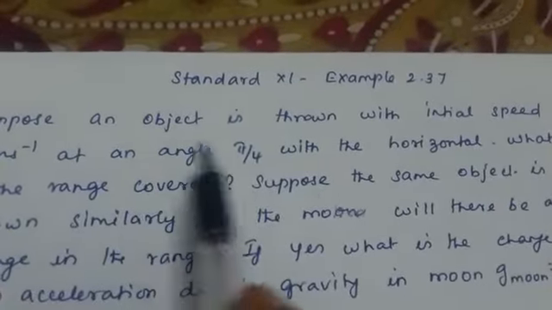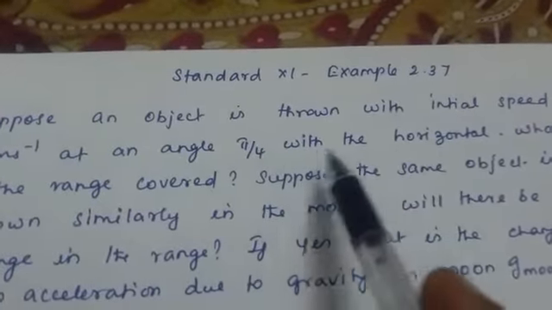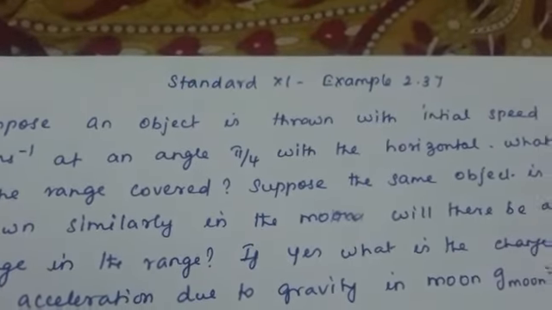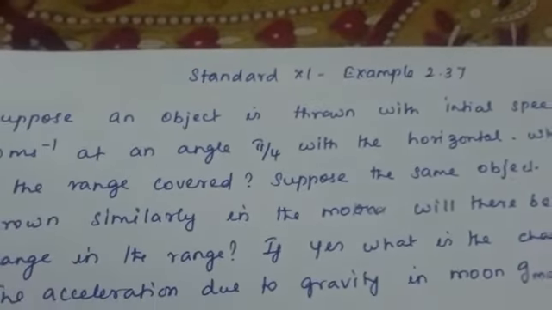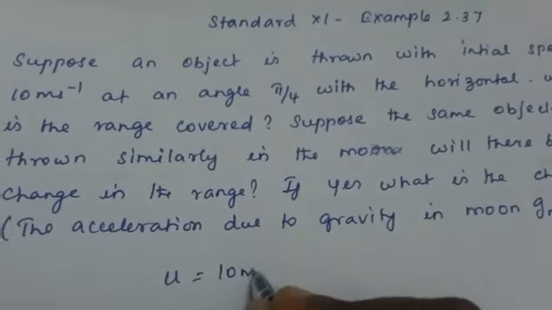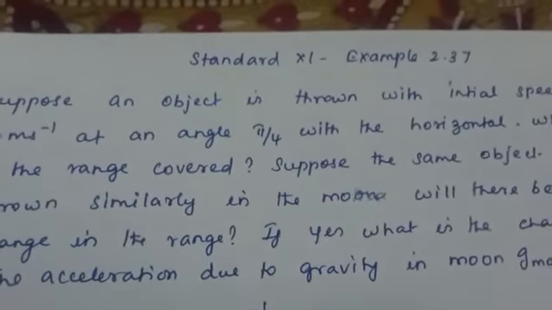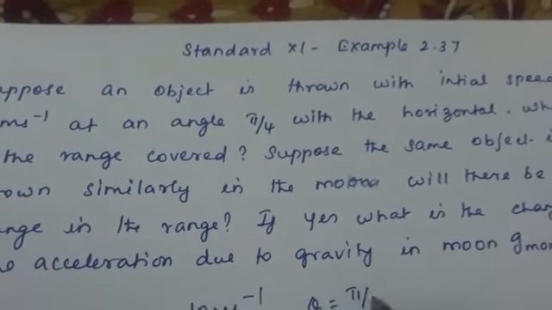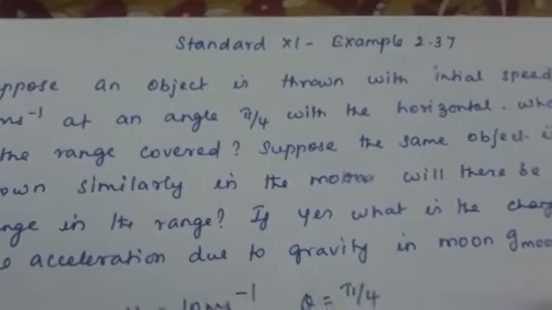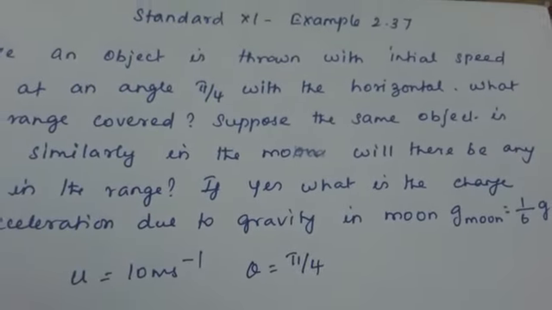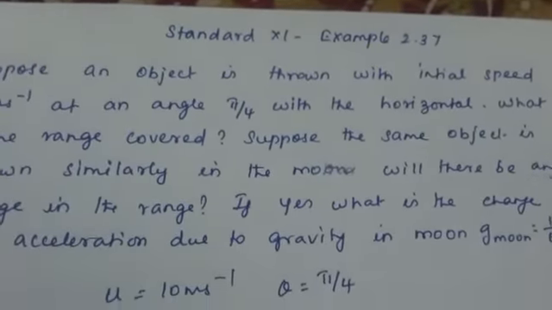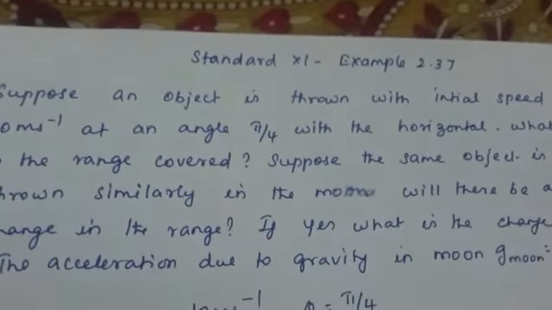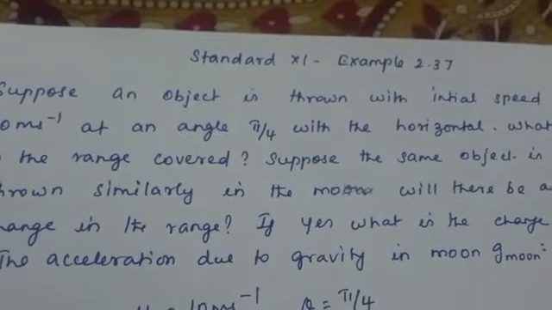Okay. Now what is given in your problem is an object thrown with an initial velocity. So the initial velocity is u equal to 10 meter per second, and it is projected with an angle theta equal to pi by 4 with the horizontal. So from the bottom it is thrown at an angle of 45 degrees. Okay. What is asked is: what is the range covered?